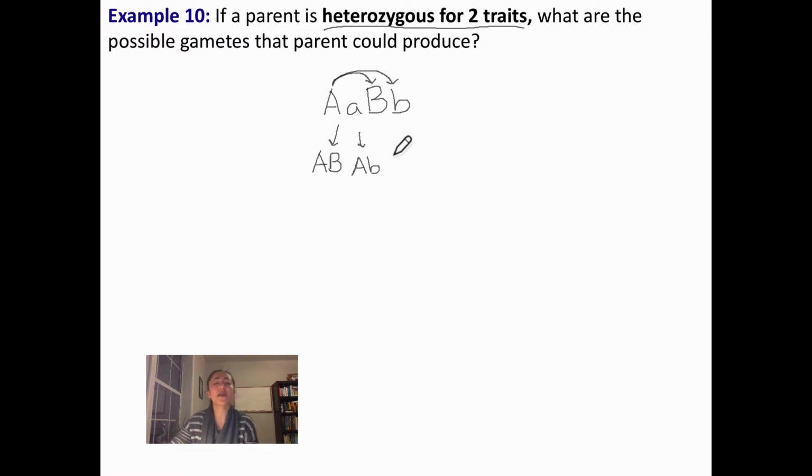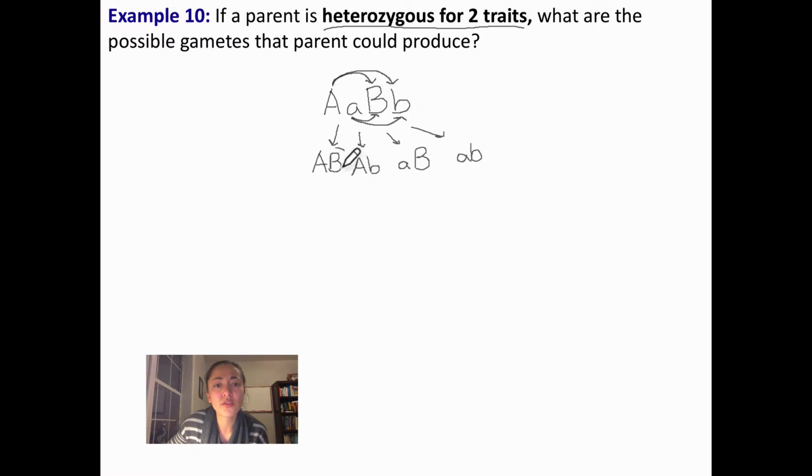Then, to figure out the possible combinations with the little letter, the second letter of the first pair, I'm going to pair that with the first letter of the second pair. And that would give me little a, big B. And then the other possible gamete, you pair the second letter of the first pair with the second letter of the second pair. You're always going to have this pattern with your arrows. Boom. 1, 2, 3, 4. So this last pairing would be little a with little b.